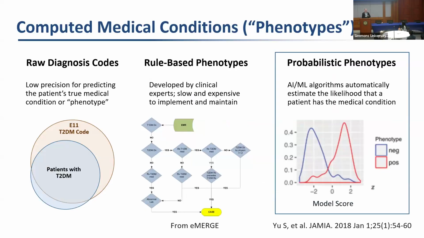There's different ways you can do this. They're all under this umbrella of computed medical conditions or phenotypes. So on the left-hand side, just reiterating, there's low precision in diagnosis codes where there's a difference between the patients who have the code and the patients who really have the disease. The sort of standard way people address these are what we call rule-based phenotypes. You get a group of clinicians to come together and you come up with a set of rules. The patient has to have multiple visits of this and these medications and these laboratory values, and then they have the condition. These could be slow and expensive to build and maintain. And what we're going to be talking about in I2B2 is using AI and machine learning algorithms to automatically come up with statistical models that will find those patients.